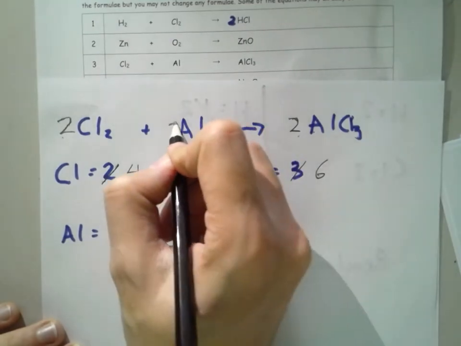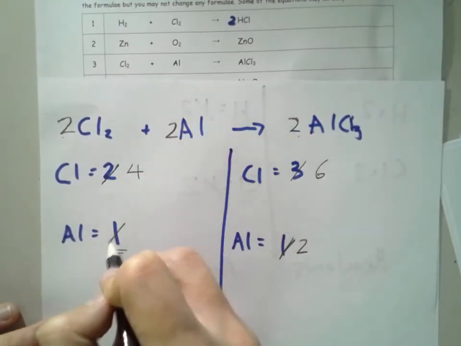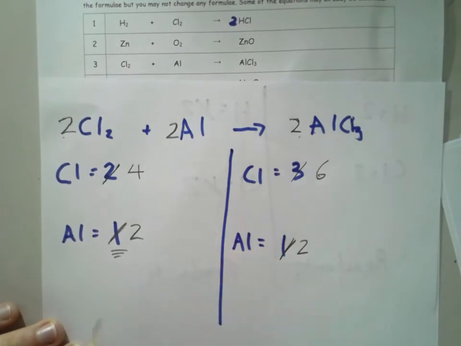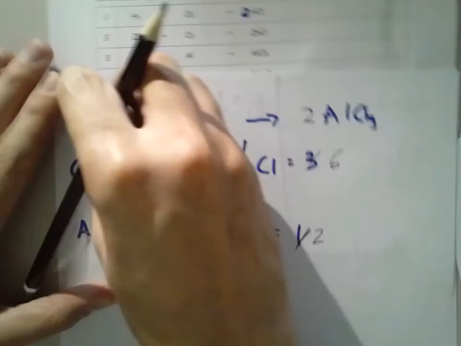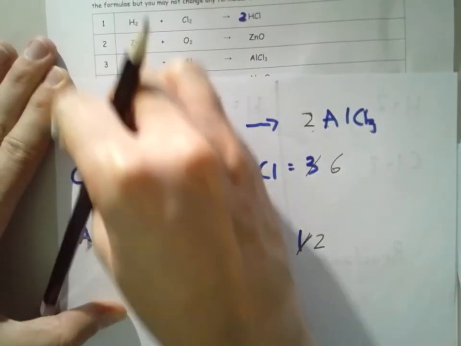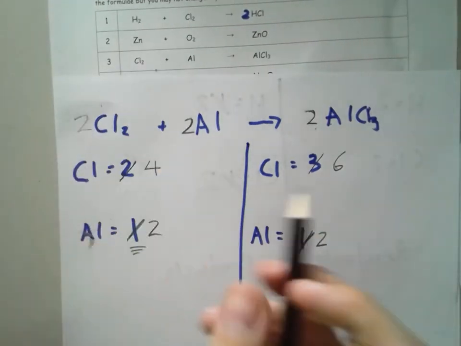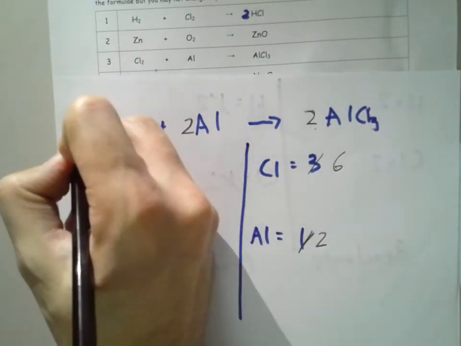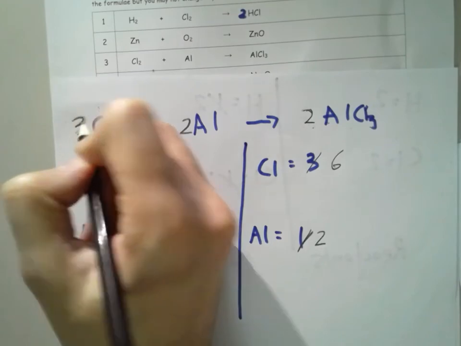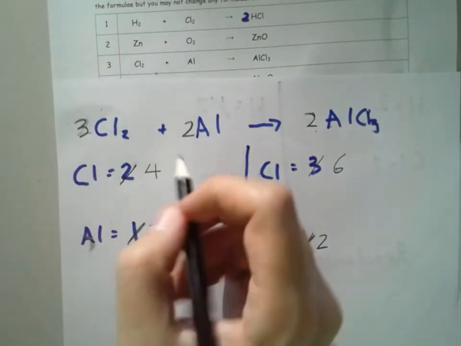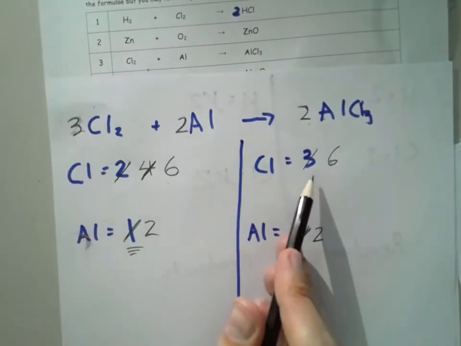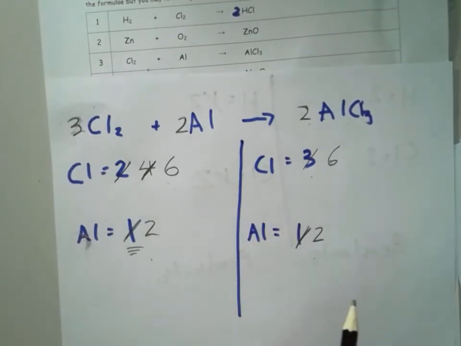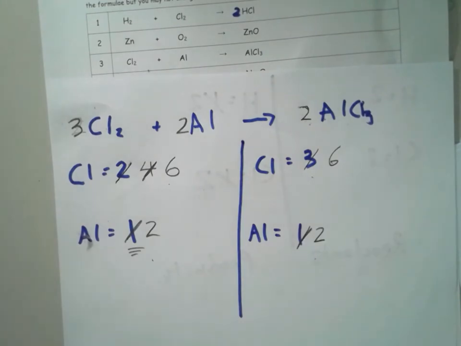If I put a 2 here, I now have 2 lots of aluminium. That is now balanced. However, I need to fix this number. This is where I rub it out and put a different number. The next number I would put is 3. I now have 3 lots of 2, which is 6, and 6 there, 6 there, 2 there, 2 there, and this equation is now balanced.